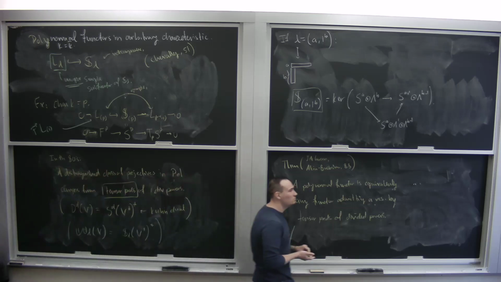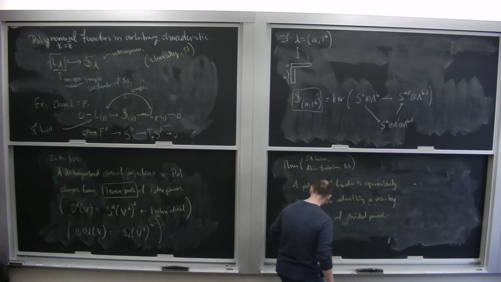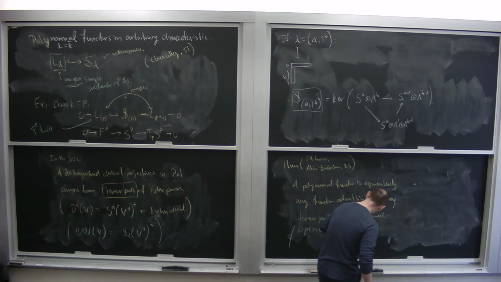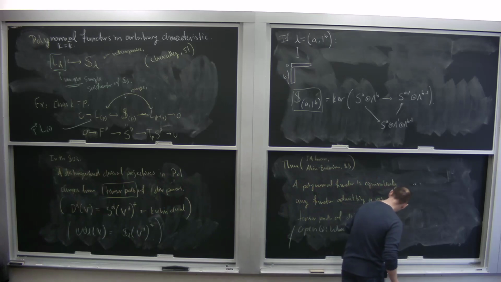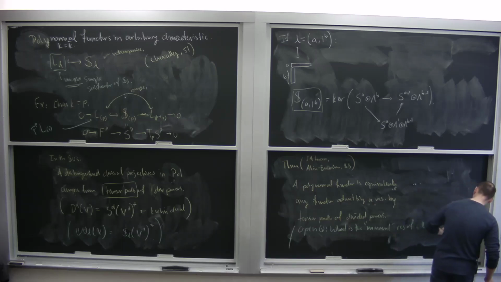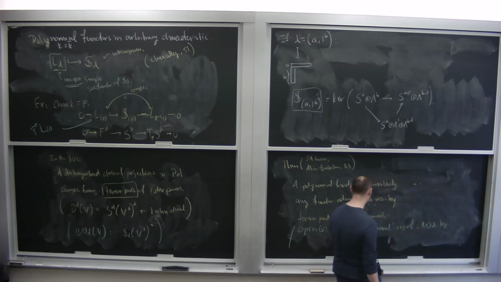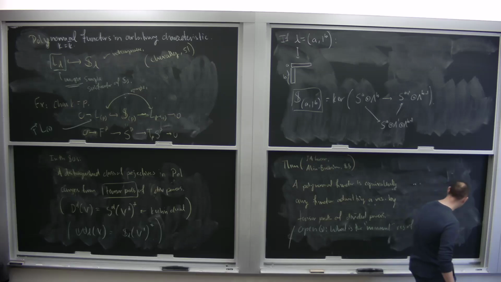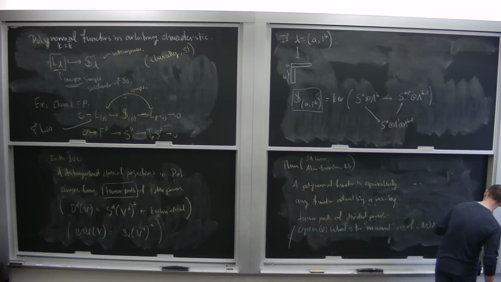And so the hopeless, well, depending on how hopeless you are, open question is: what is the minimal resolution of a Weil functor W lambda by tensor products of divided powers? Okay, I just can't be asked to write that again. This is an open question.